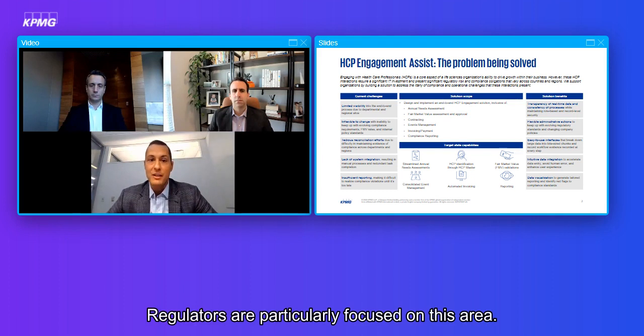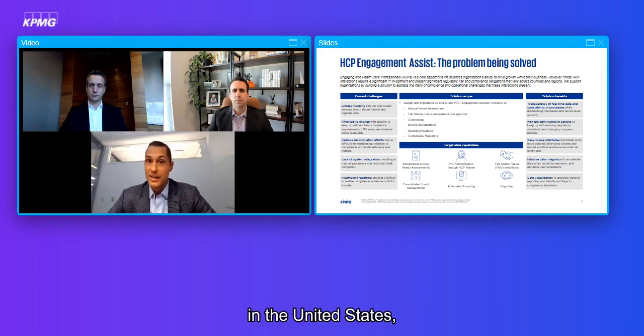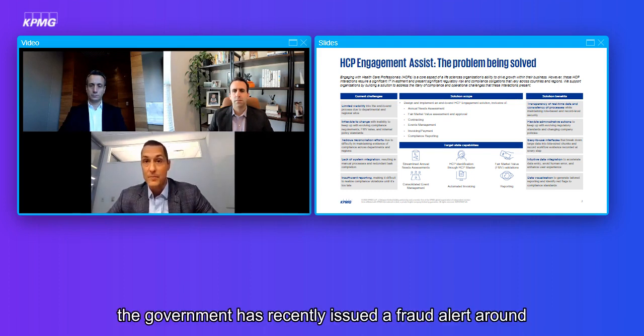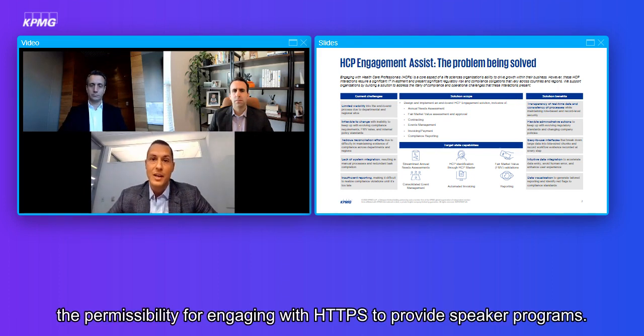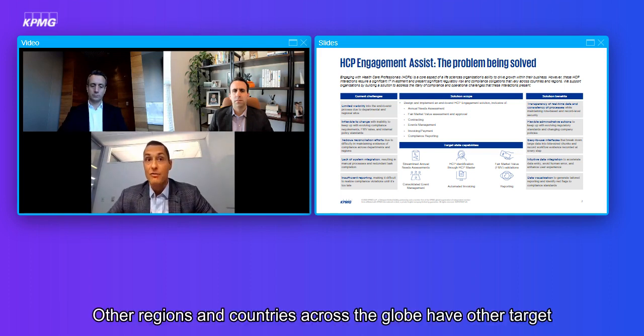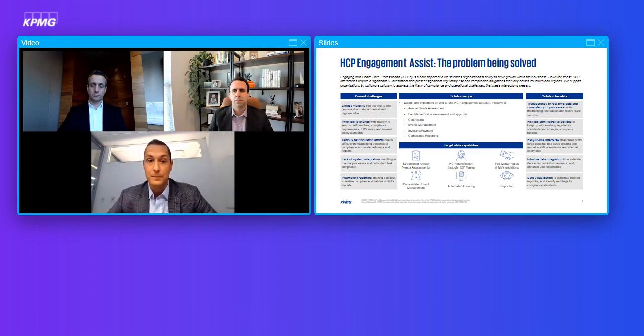Regulators are particularly focused on this area. For example, in the United States, the government has recently issued a fraud alert around the permissibility for engaging with HCPs to provide speaker programs. Other regions and countries across the globe have other target areas of focus as well.